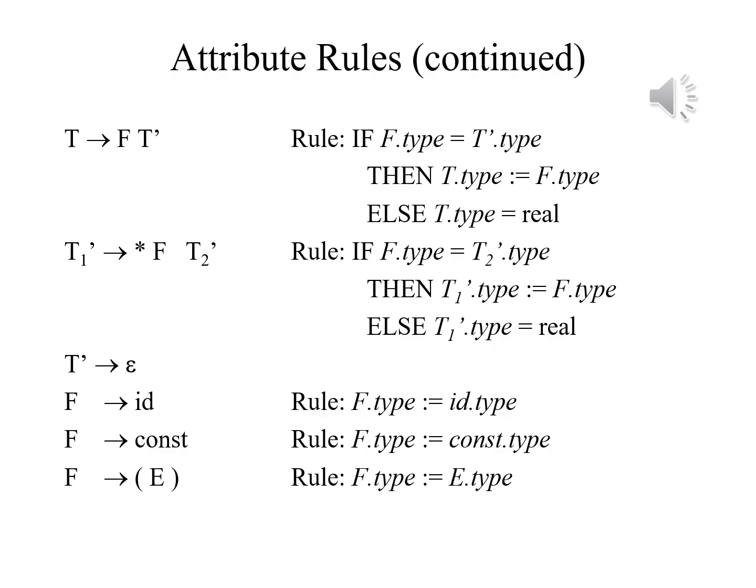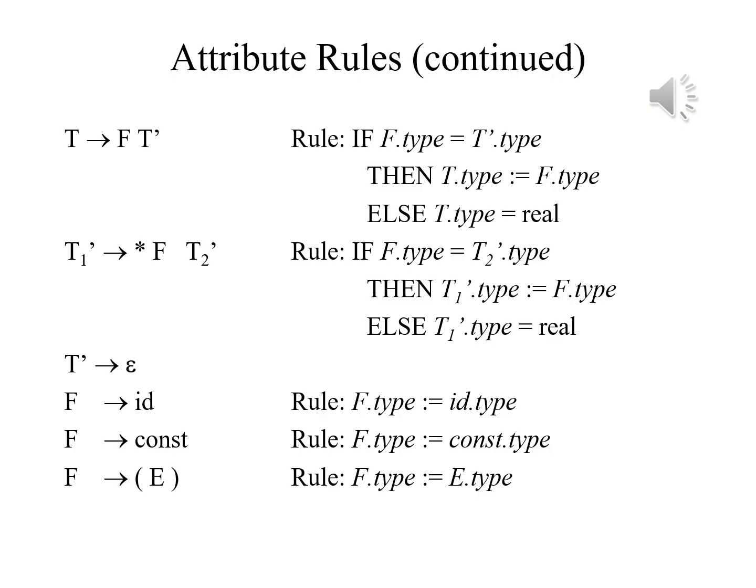T sub 1 prime derives times F T sub 2 prime. And again here too, if the type of F is the same as T2 prime, then T1 prime will have F's type. Otherwise, it'll be real.